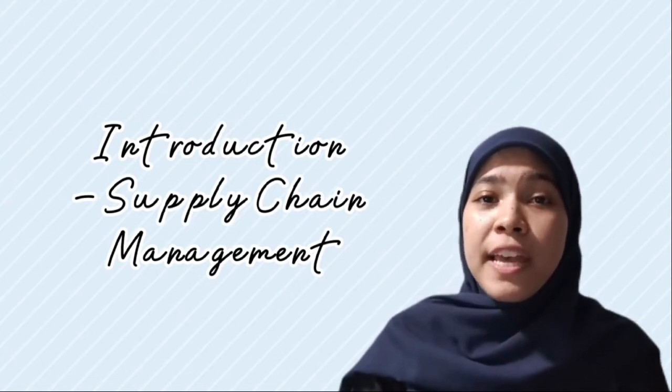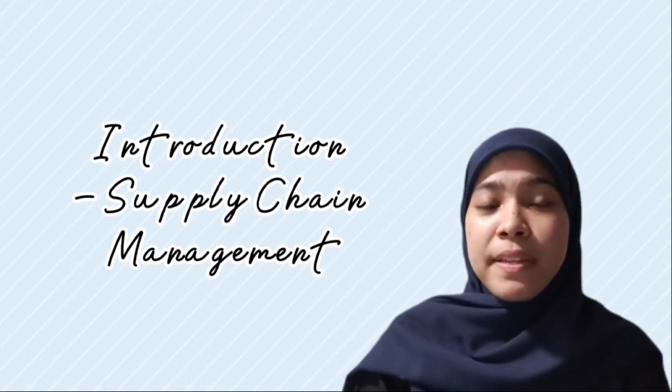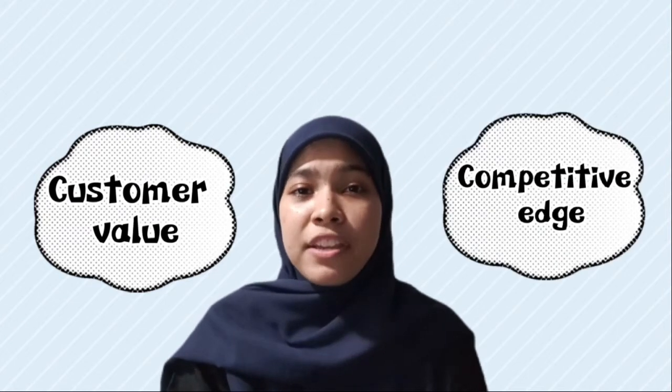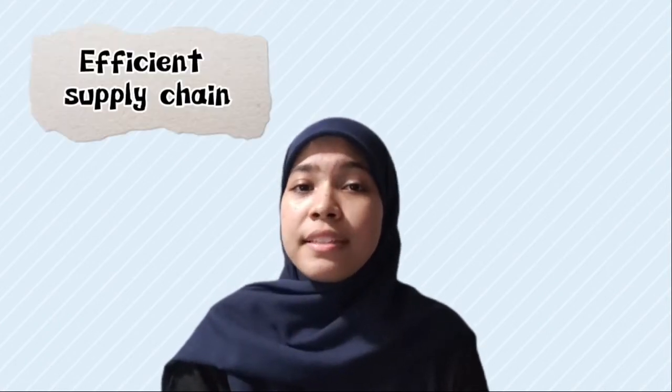Before we jump into JIT in detail, let's get a rough understanding of supply chain management. Supply chain management is about the management of the flow of goods and services, and it encompasses all procedures that transform raw materials into finished goods. It entails the active streamlining of a company's supply side processes in order to optimize customer value and obtain a competitive edge. Supply chain management has a huge impact on business. Therefore, it is important to have an efficient supply chain.